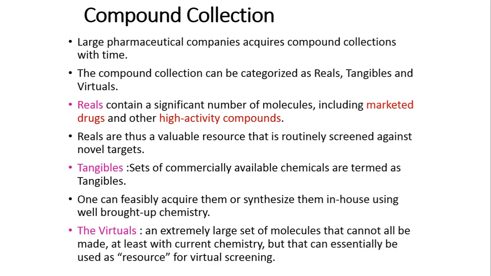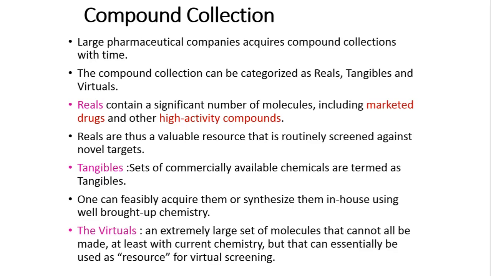So we call this reals. This group comprises a significant number of molecules, and these reals contain marketed drugs and other known high activity compounds. So whatever is a marketed drug, or other compounds which are known to be highly active against a certain disease or certain receptor or certain target molecule, those are usually included in this class of set, which we call reals.